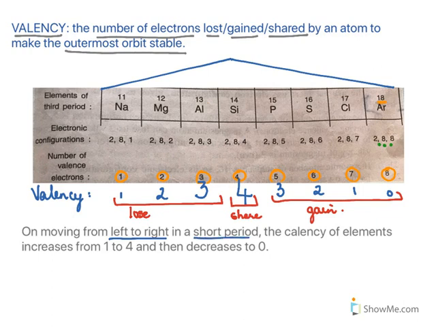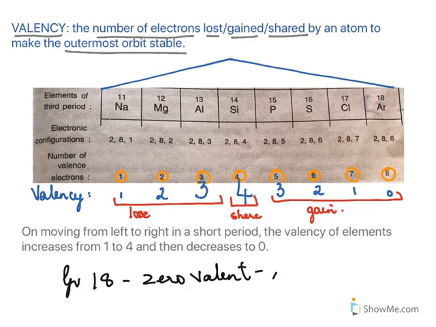So on moving from left to right in a short period, the valency of elements increases from 1 to 4 and then decreases to 0. And to recollect, group 18 is called zero valent because the valency is 0 and therefore they're inert, they have very little activity. They're also called noble gases.